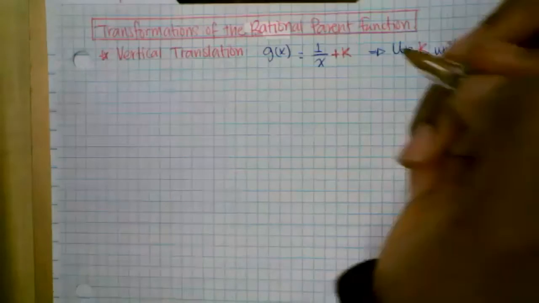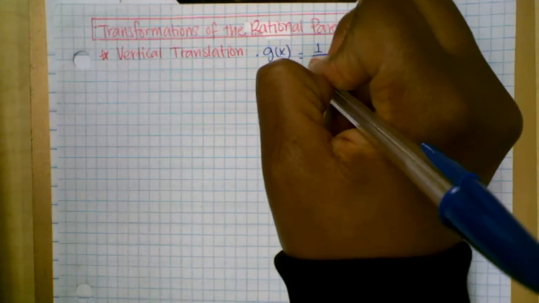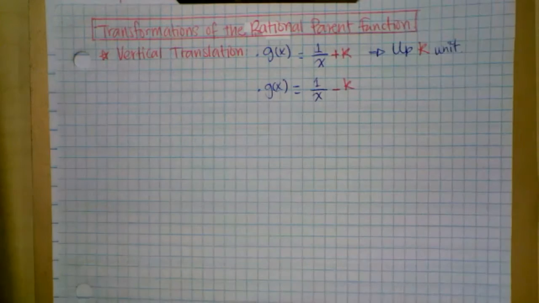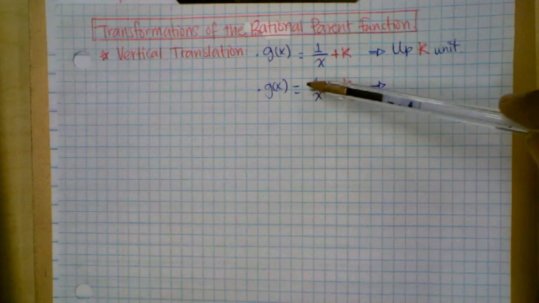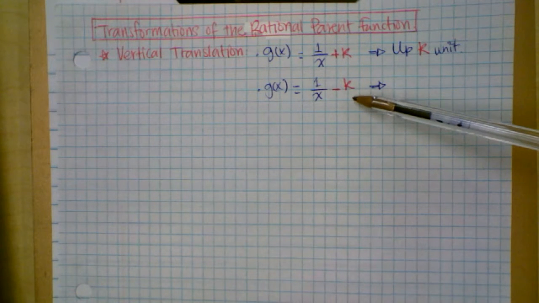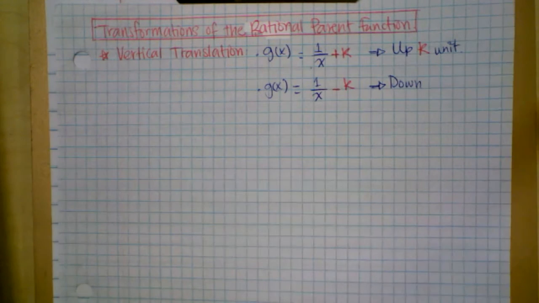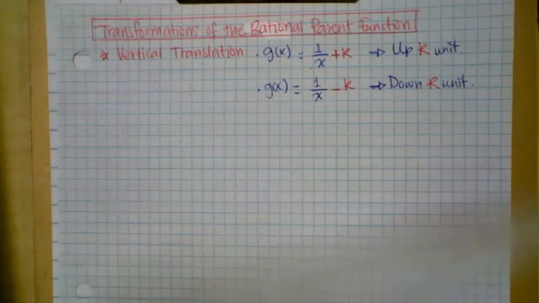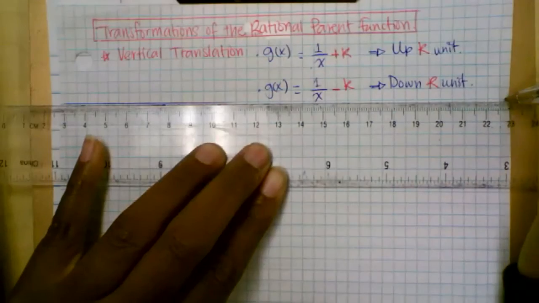Now the other example we have is when you have 1 over x minus k. And what does it imply? Because you're subtracting a number from the y value of the parent function, you're going down. So the parent function has been shifted down. How many units? You see your k units. Okay, so now you're going to graph. Let's do some examples of vertical translation.